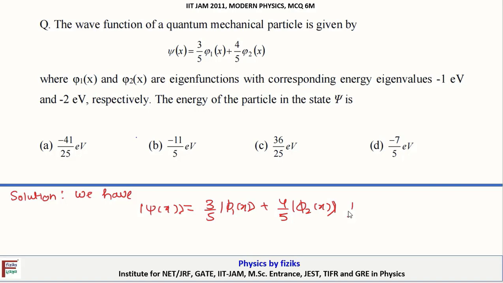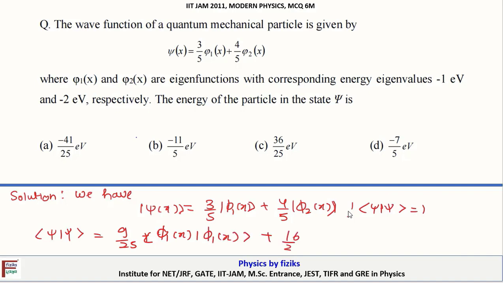Further, the inner product of psi with psi is equal to 1. As we can see, writing it out, it is 9/25 phi 1 of x times phi 1 of x plus 16/25 phi 2 of x times phi 2 of x, equal to 9/25 plus 16/25, that is equal to 1. So psi is normalized.